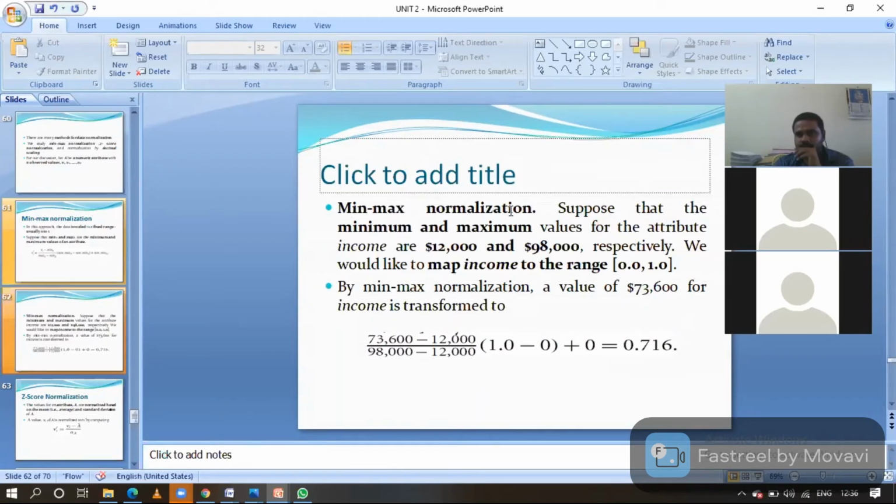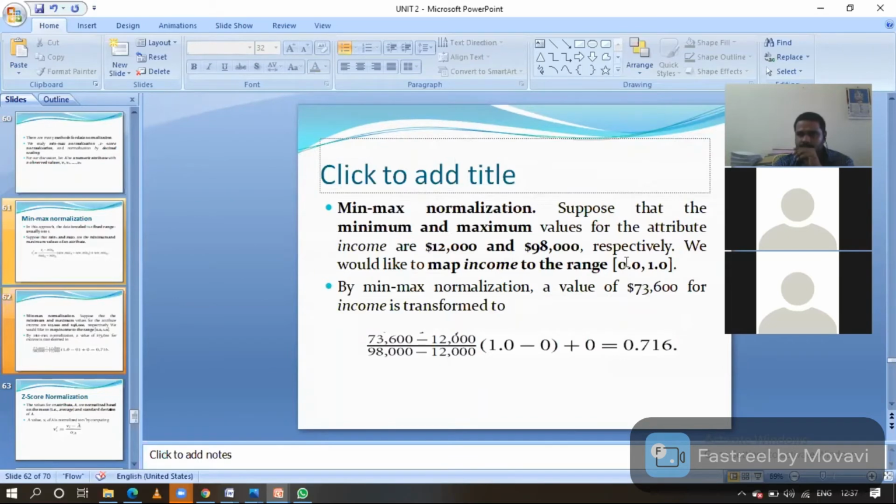Here is the min max normalization problem. The minimum value of the income attribute is 12,000, and the maximum value of income is 98,000. They want to map it to the range 0.0 to 1.0.